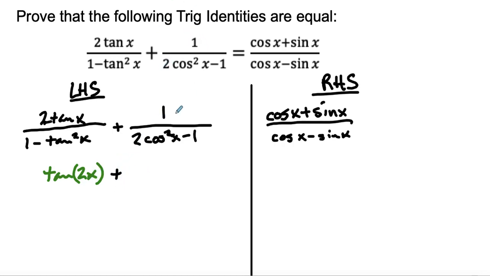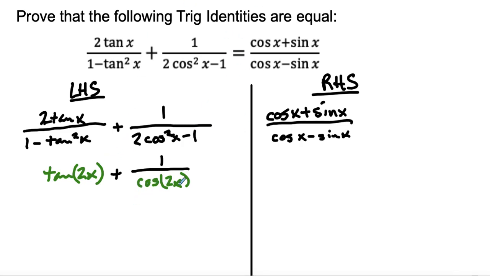Now, if I look at this one, 1 over 2 cosine squared x minus 1, well, 2 cosine squared x minus 1 is one of the ways that you can write another double angle formula, or trig identity, however you want to call it, is cosine 2x. Okay, so I got a very big clue here that I could do something with the right-hand side in order to get this.